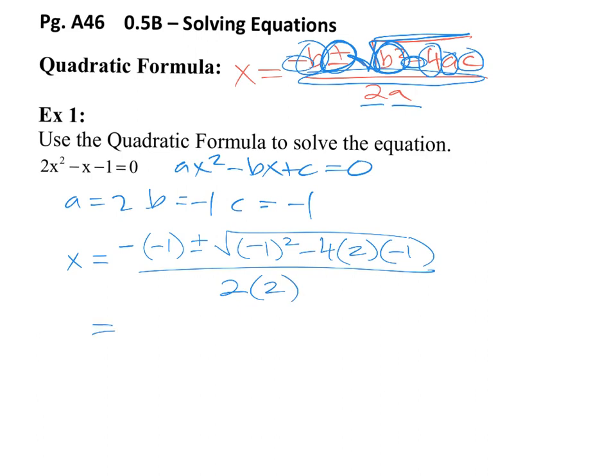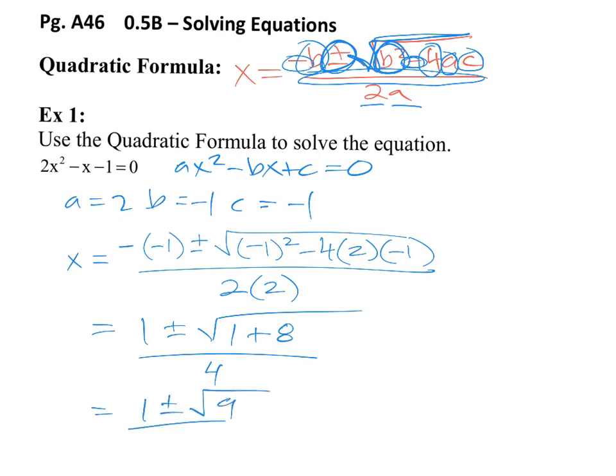All right, so negative times negative is positive. Then you have -1 squared, which is 1, minus 4 times 2 times -1. So -4 times 2 is -8. Times -1 is +8, all over 4. Then I have 1 plus minus square root of 9 over 4. So now I have 1 plus minus 3 over 4.